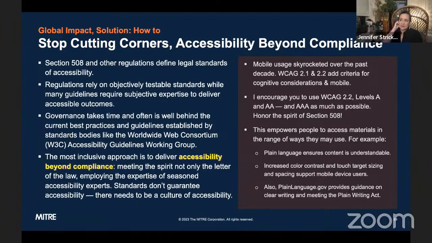So when I make the case for accessibility beyond compliance, I talk a lot about mobile use and how it's skyrocketed over the last decade. And so 2.1 and 2.2, they have some success criteria for mobile and also for those cognitive considerations. So just meeting Section 508 isn't quite gonna get you there.